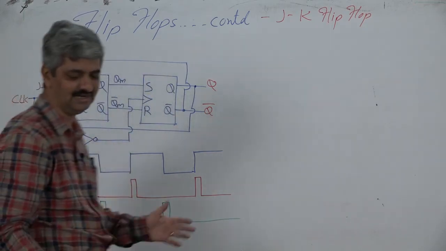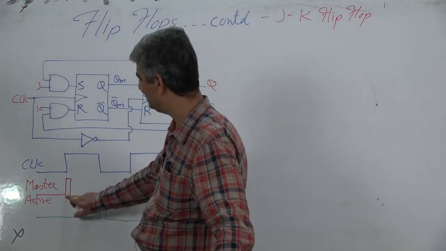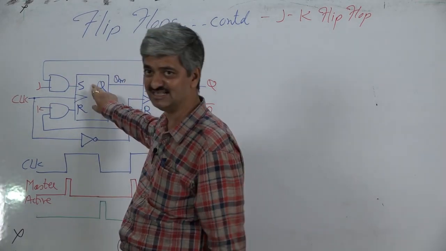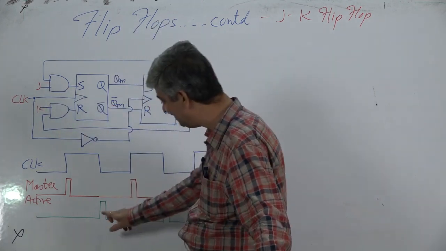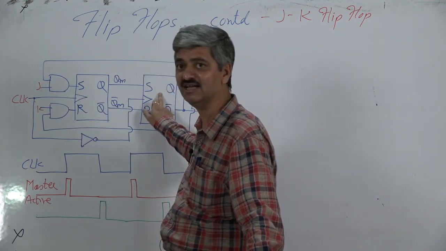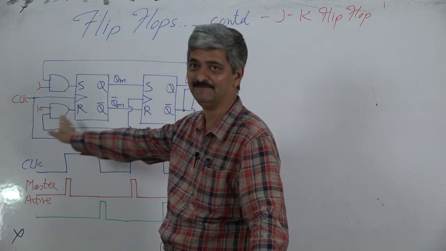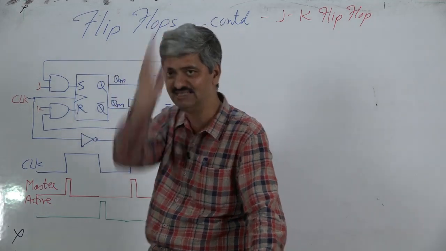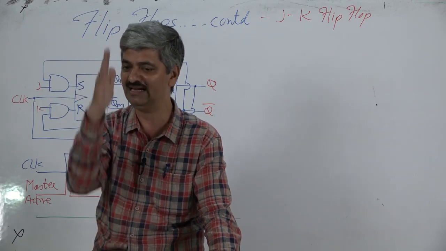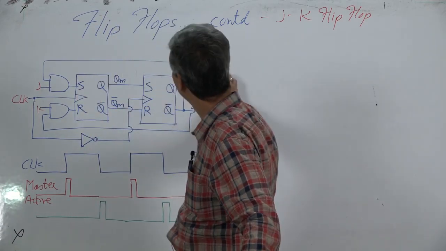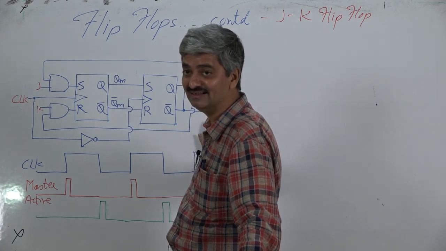What happens is very interesting. At the time of the rising edge, the master sets its output depending upon J and K. And at the time of the falling edge, the slave follows the master. The slave never looks at J and K. At the time of the rising edge, the master decides the outputs depending upon J, K and Q bar.